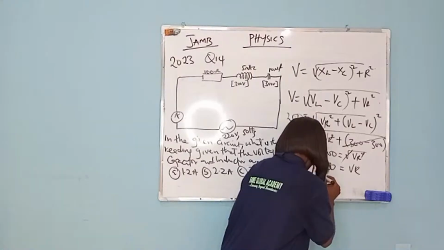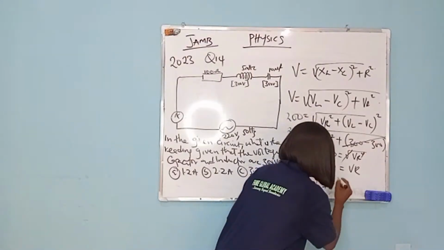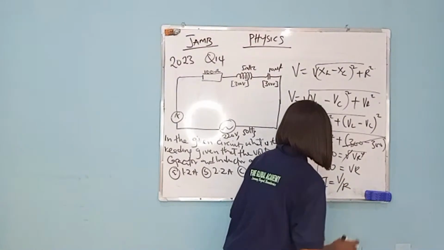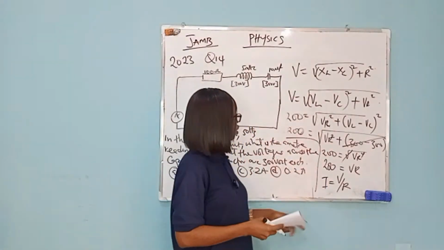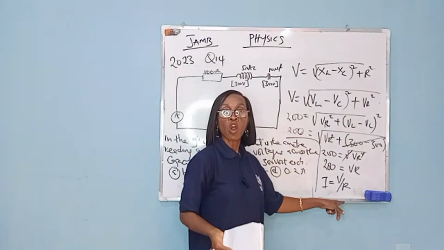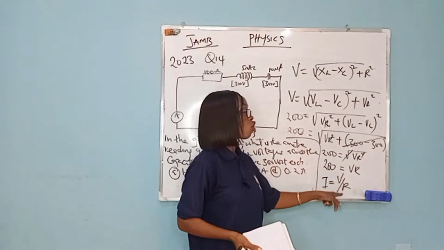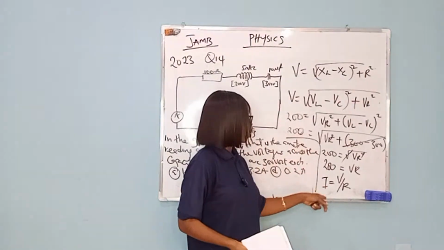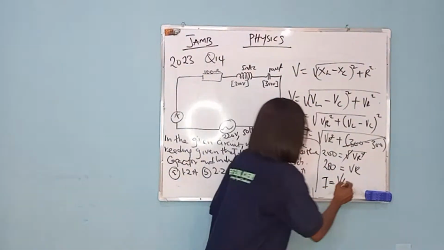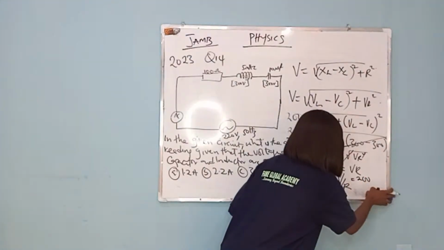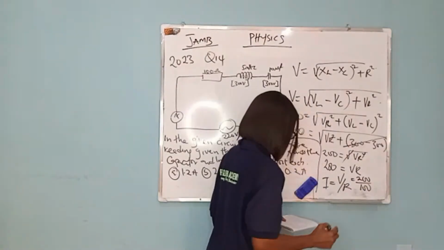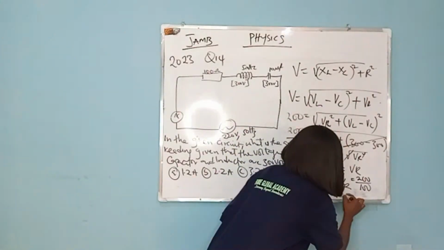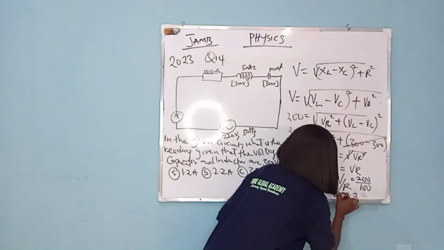Remember, from Ohm's law, I is equal to V over R. Even in impedance, I is equal to V over R. So we have our V as 200 and our R as 100 from our diagram. If I divide this, I get 2.0 ampere.